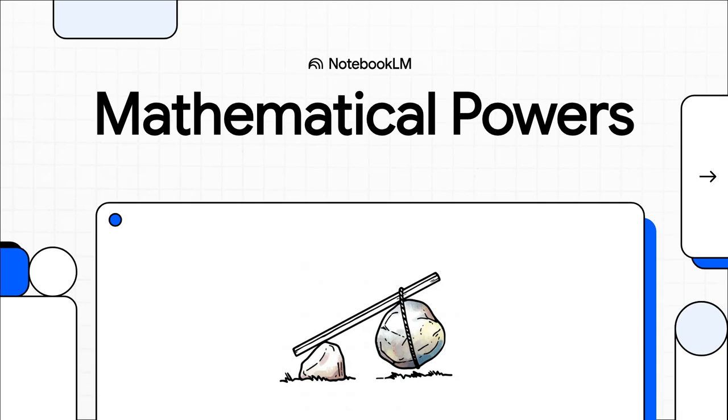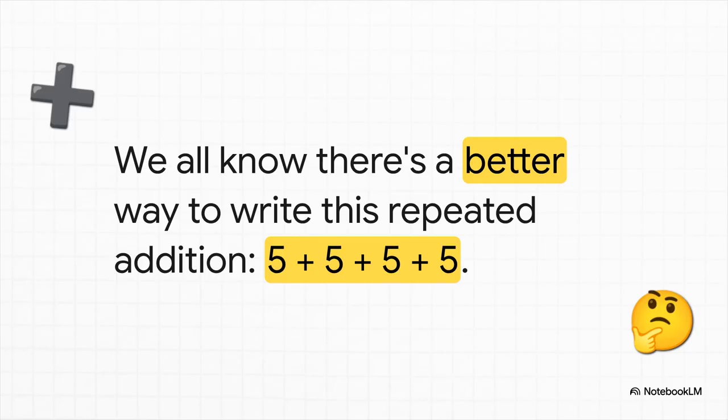So what if I told you there's a mathematical shortcut that's behind, well, almost everything, from how money grows in the bank to how fast information spreads online? It's called a power, and once you get the hang of it, you unlock a whole new way of seeing the world. To really get this, let's rewind a bit.